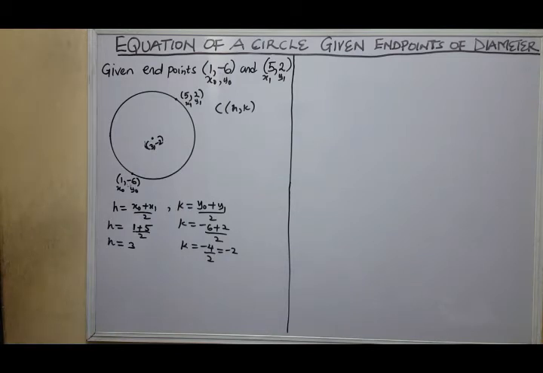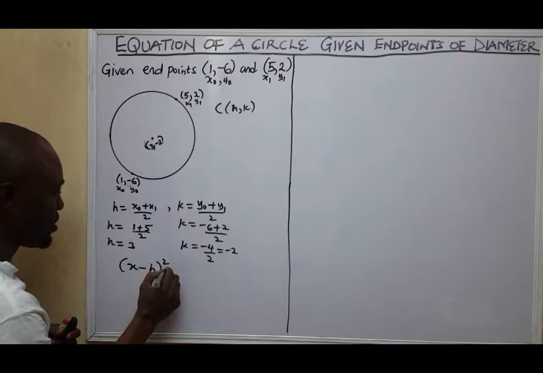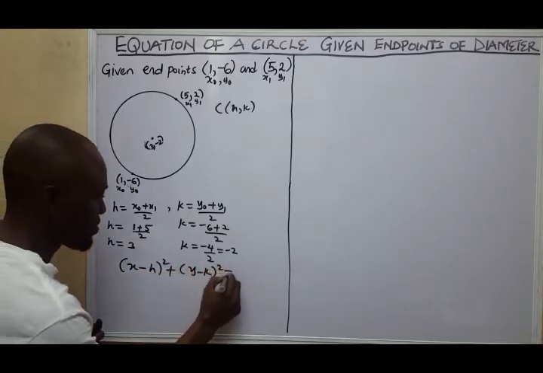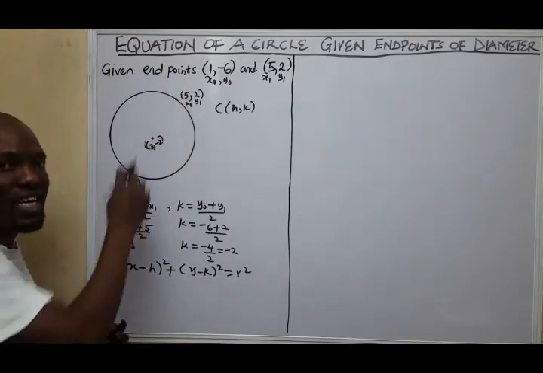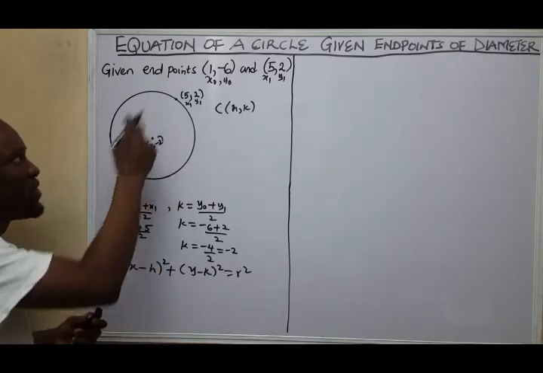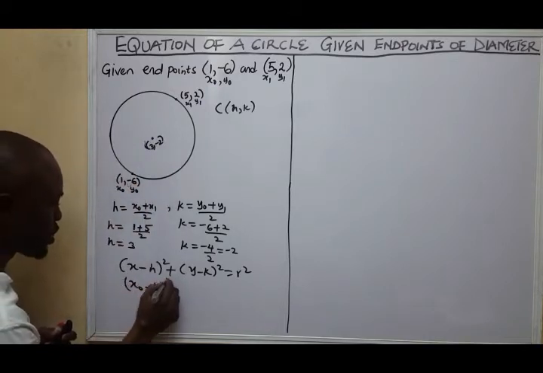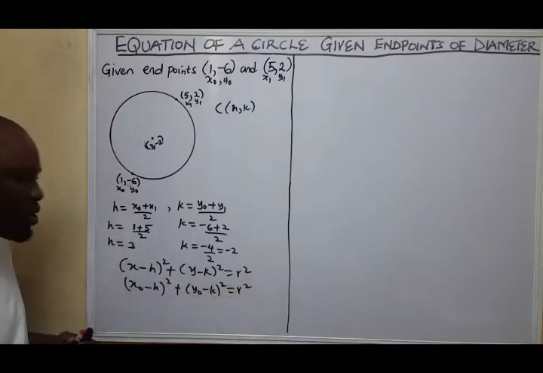Now with my center, I want to get the radius before getting the equation of the circle. In order to get the radius, if you remember the equation of a circle in the standard form, this is the formula for it. Because there are 2 endpoints of the diameter on this circle, I can take any of the endpoints. I can use x sub 0 minus h all squared plus y sub 0 minus k all squared equals r squared to get the radius.